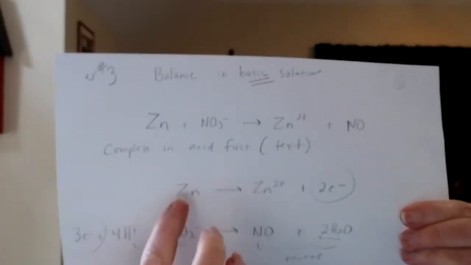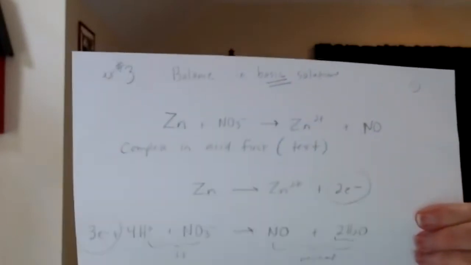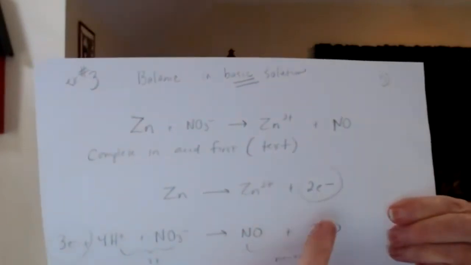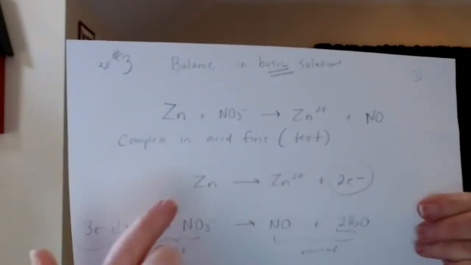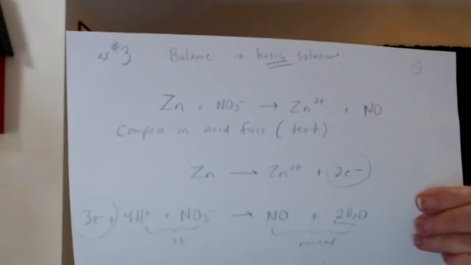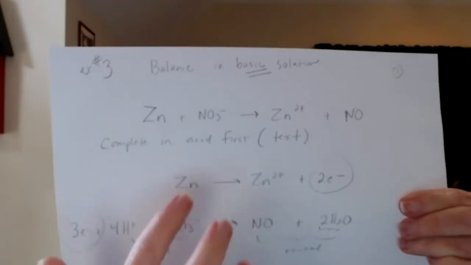Okay. Balance atomically, zinc and zinc, 1 and 1. Add your 2 electrons here because this is loss of electrons. This zinc metal is undergoing oxidation, therefore it's the reductant. Great.